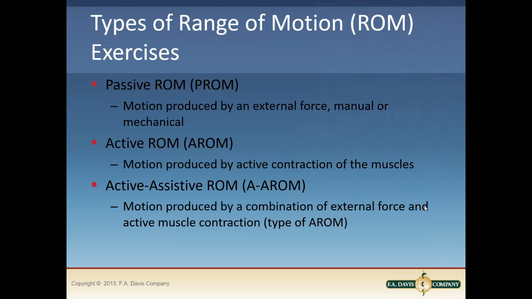So we've covered these terms again. Passive is where the patient does nothing. Active is where the patient does everything. And active assist is where something else helps the patient do the motion, but the patient is still actually doing some of it. So we have to understand those terms because that's going to come into play.